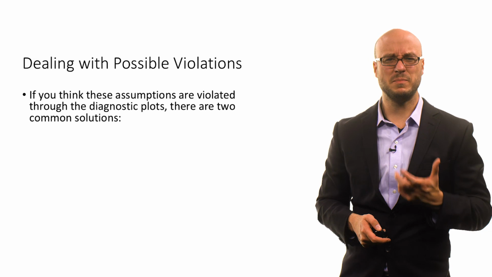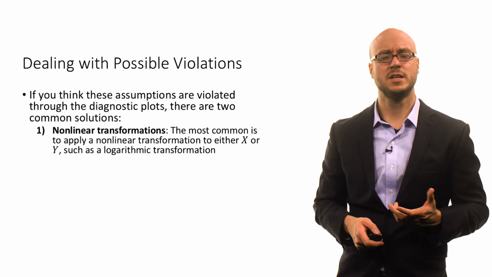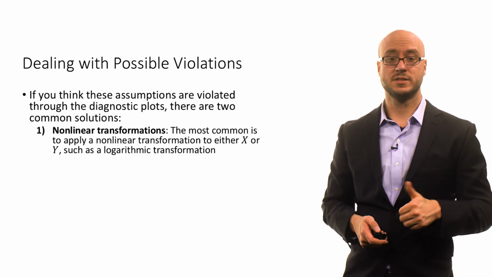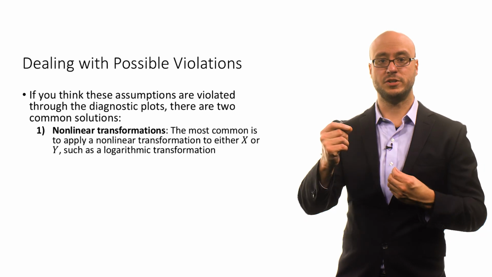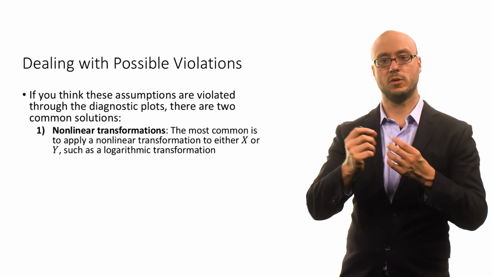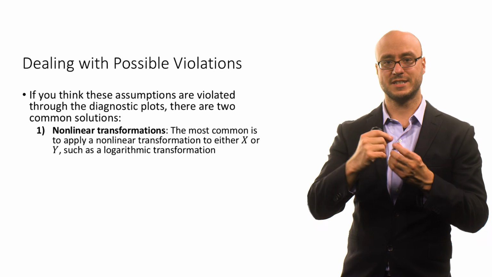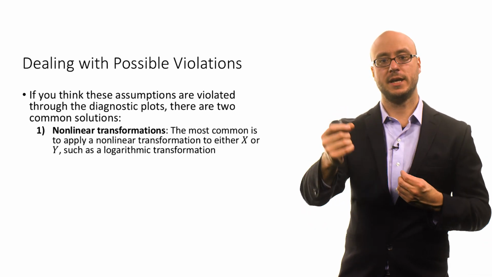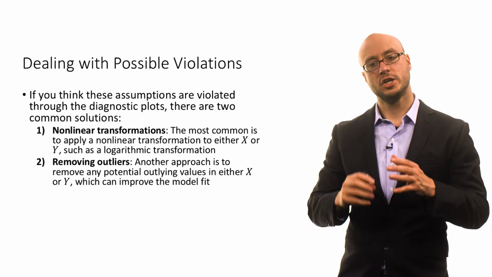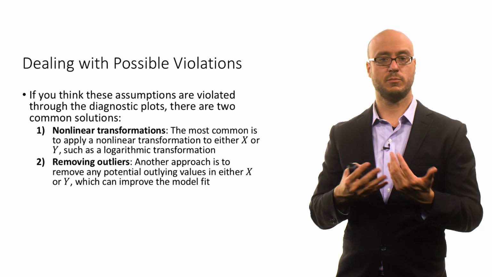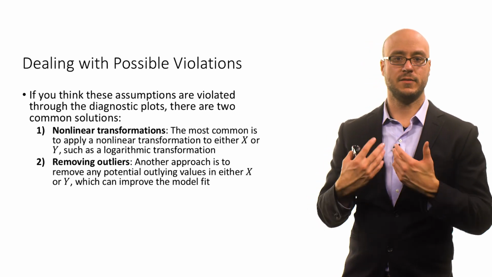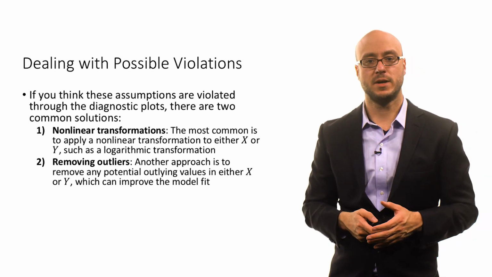If you think these assumptions might be violated based on diagnostic plots, you can apply nonlinear transformations, such as logging a variable. That can reduce skew, and can make a variable or a relationship between two variables more linear. It's kind of like straightening out a coat hanger. You can also remove outliers. So previously we removed an outlier, Haiti, when we were looking at life expectancy and population growth.